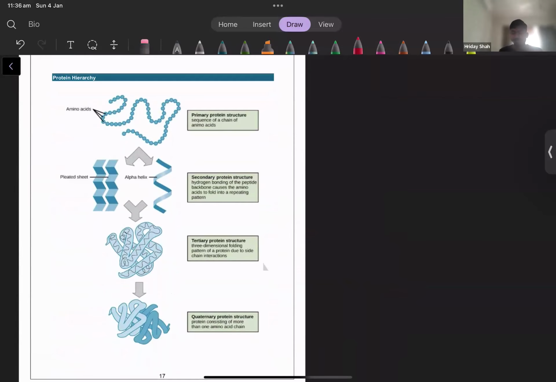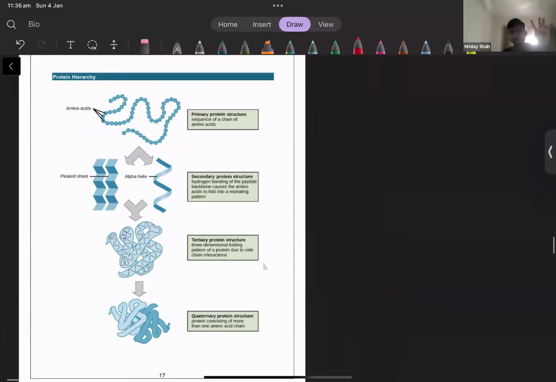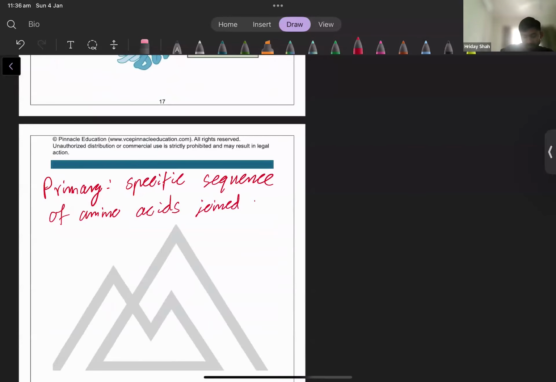Okay. So then we're going to move into the protein hierarchy, or how do you classify a protein? There are 4 different ways you can classify the protein: primary, secondary, tertiary, quaternary, all listed here. Primary is just the specific sequence of amino acids joined via what type of bonds?